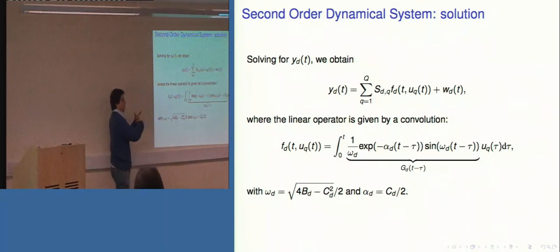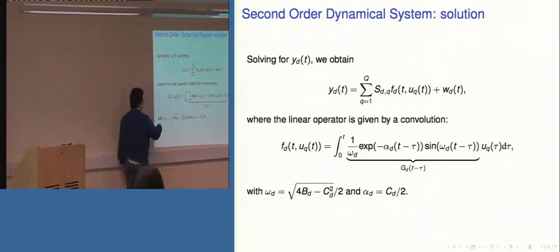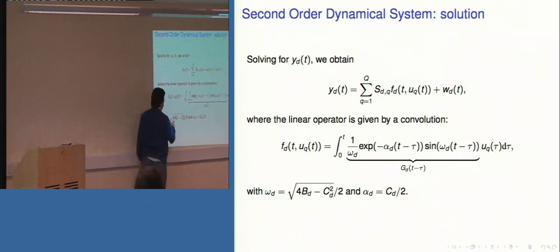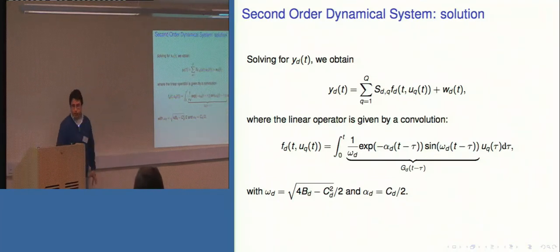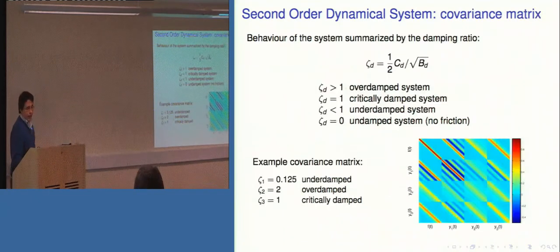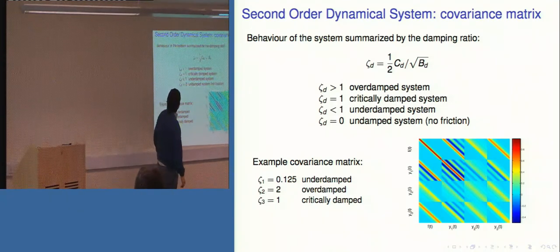Yeah. So each differential operator will have a different Green's function associated, where this omega d is given by, remember that VD are the spring constants and CD are the damper constants. So I'm assuming here that the masses are 1. Yeah, all the masses are 1. And then you could have different responses of the system depending on this coefficient called the damping ratio, which is defined in that way.